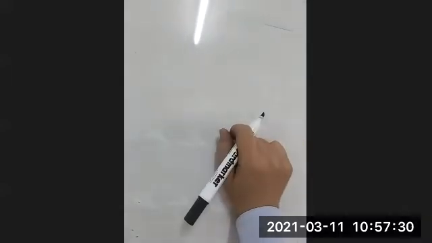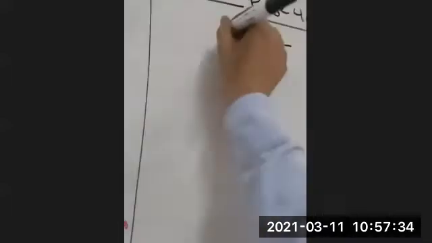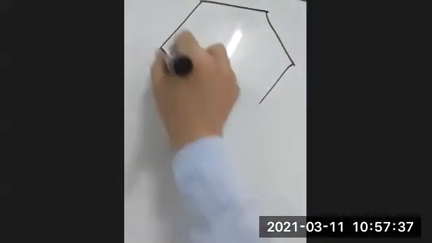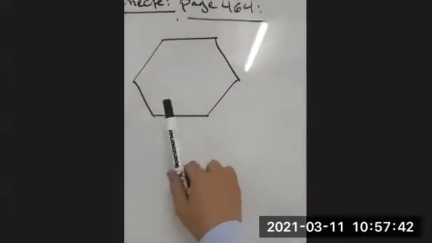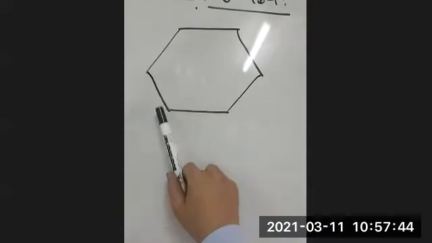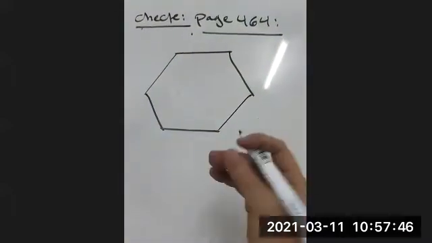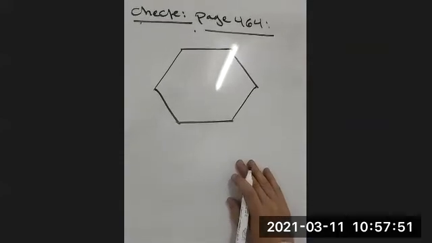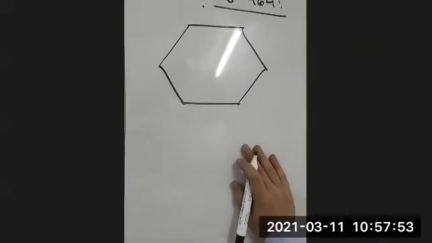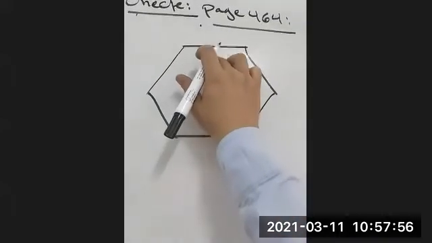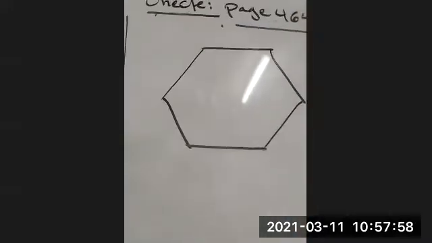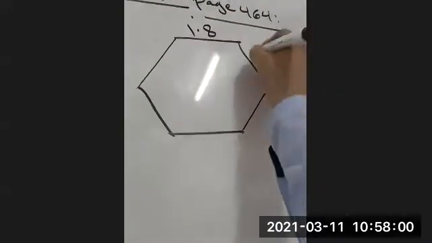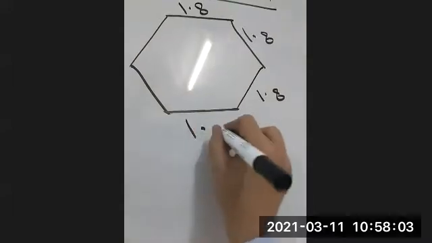Hexagon. Six, seven? Six sides. So I'll try to graph it here: a hexagon with 6 sides, 1 2 3 4 5 6, and it is regular. Regular means what? All the sides are equal. Excellent. The side length, how much is it given? 1.8 inches. So all of the sides are 1.8.